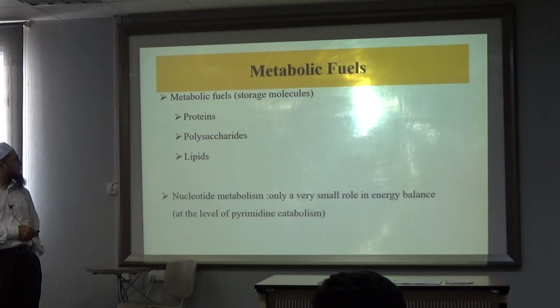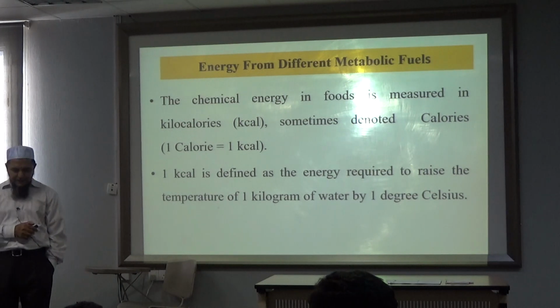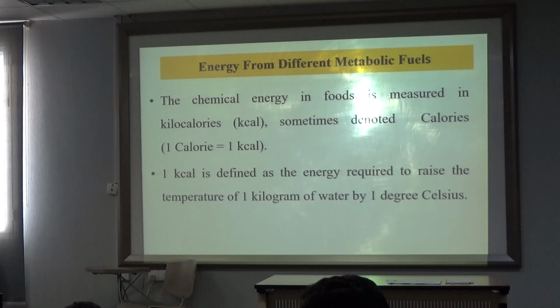So metabolic fuels, protein, carbohydrate, and lipids, give us the energy in the form of calories, ATPs, and 1 calorie is denoted as 1 kilocalorie. If we define what 1 kilocalorie is, it is the energy required to raise the temperature of 1 kilogram of water by 1 degree Celsius. So this is 1 kilocalorie.